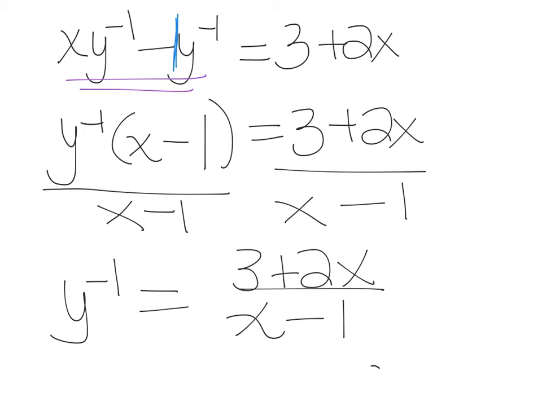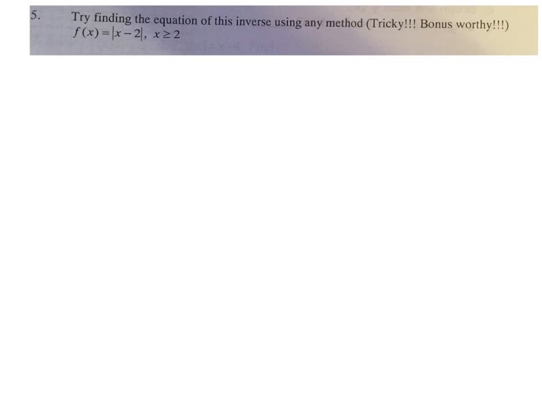Okay, now we're going to look at number 5, and I want you not to pause the video this time. I just want you to look at number 5 with me because it is very, very tricky. Okay, so number 5 says, try finding the equation of this inverse function using any method. Tricky. It's bonus worthy. Okay, well, let's look at this for a second. I hope you remember from Algebra 2 that an absolute value function is going to make a V. And that minus 2 moved it to the right 2, so 1, 2. So your V is going to look something like that.